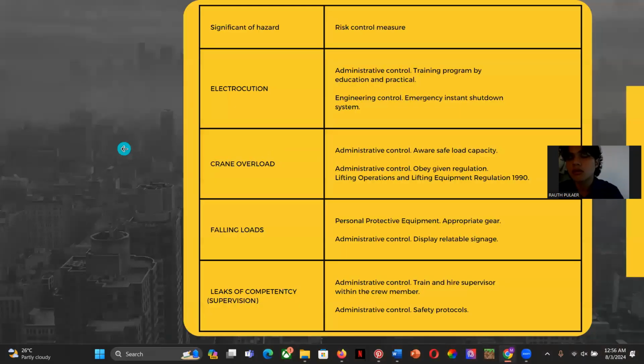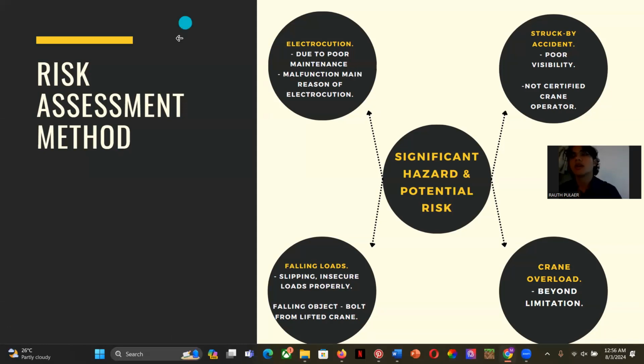This is according to my perspective, which I've observed through accidents that occur involving lifting. The first one is electrocution. Electrocution will occur due to poor maintenance. It could be due to lack of skills or lack of knowledge by the employees when they do the maintenance on the lifting crane, and this would lead to malfunction.